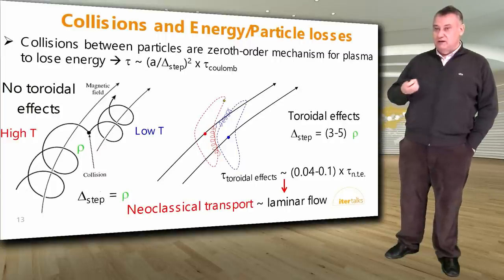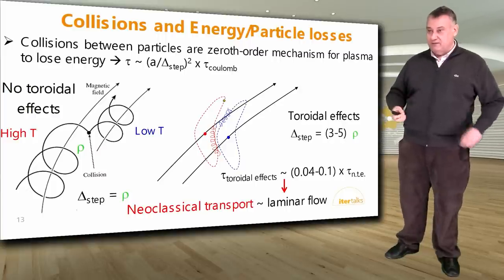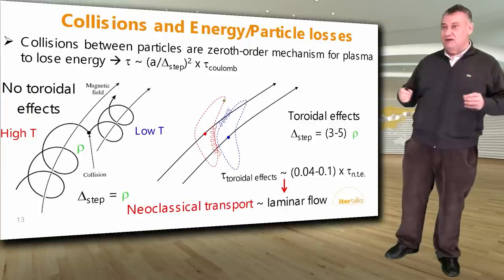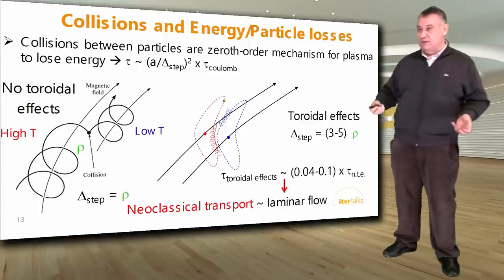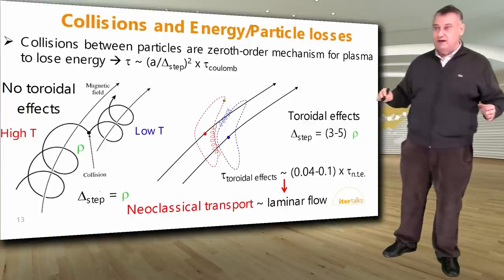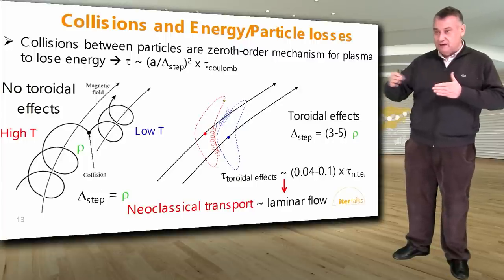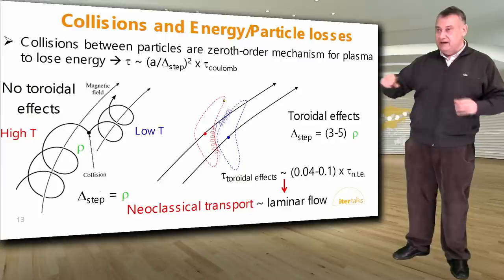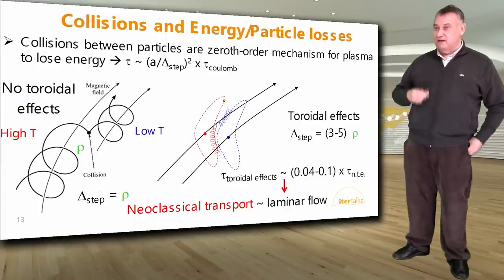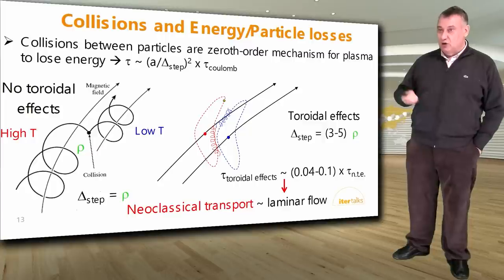This is what we call neoclassical transport in tokamaks and in all magnetic confinement devices, and it is equivalent to what in fluid dynamics is called laminar flow. So this is the minimum heat and particle losses from a plasma in the absence of any turbulent effect. This is what you see when you see a river flowing at low speed, in which the current doesn't have any eddy or any turbulent effect. And this is the minimum heat loss from a plasma in a toroidal confinement device.